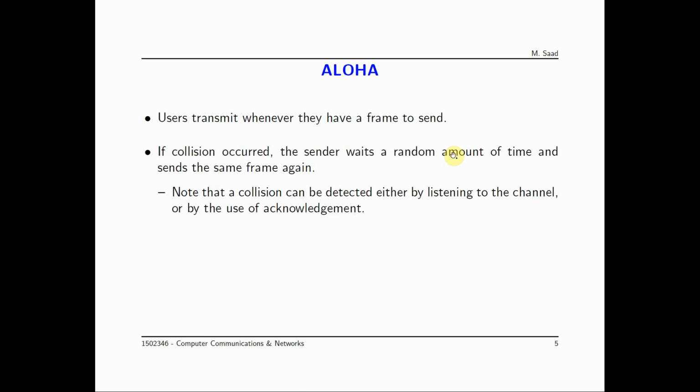Very simple to state. If you have something to send, you will send. If a collision happens, you will wait for random time, and then you will attempt to send the same frame again. If there is no collision, you will just be happy and you will wait for the next attempt until you want to send something new. Of course, collisions are detected by acknowledgements or lack of acknowledgements.